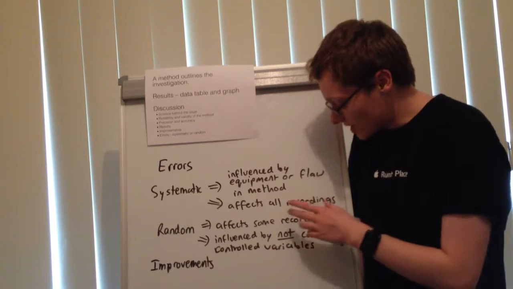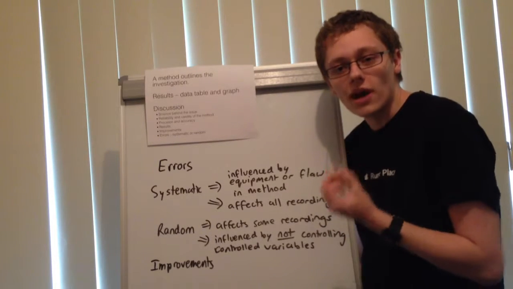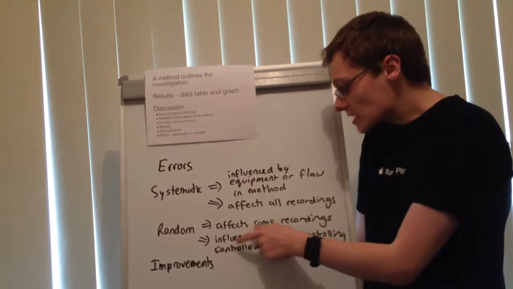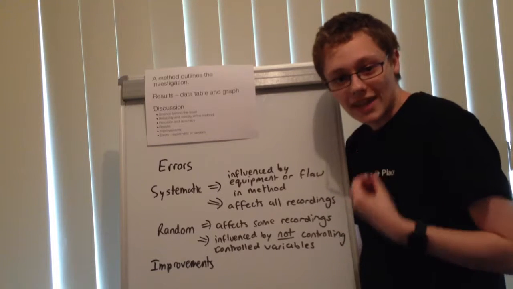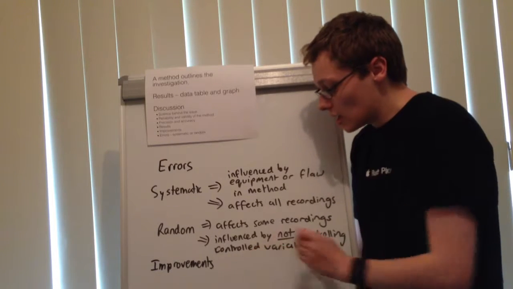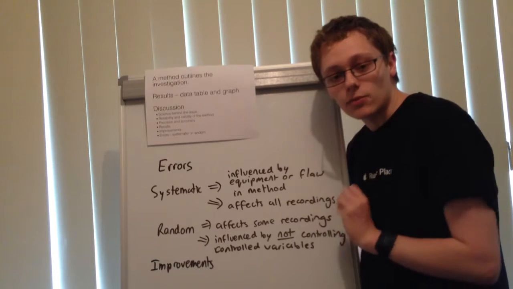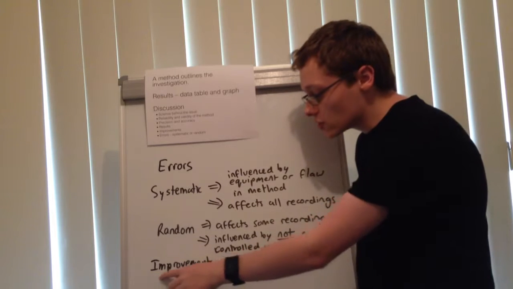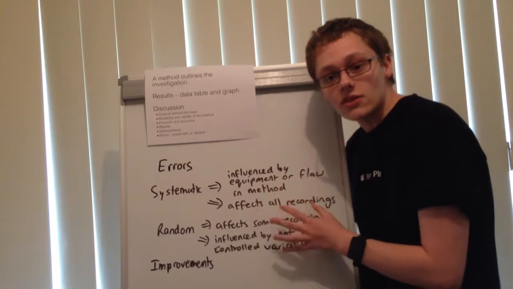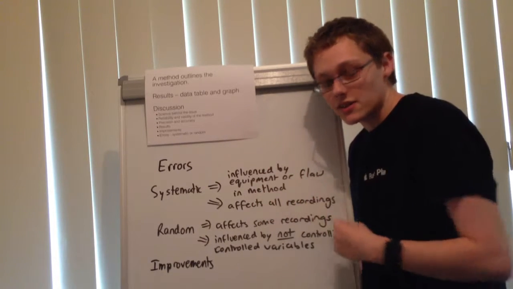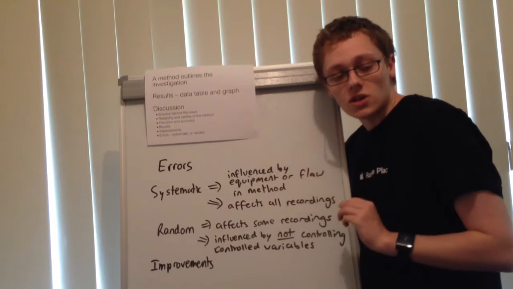Random errors affect some recordings. They don't affect all recordings in the same way or by the same magnitude, but they are influenced by not controlling variables that should be controlled for a fair test in scientific inquiry. Generally, to reduce these, we control variables and we check the calibration of our equipment. However, after doing the experiment, you may come up with a few improvements to reduce the effects of these errors or to eliminate some of these errors. And you can always suggest improvements to the methodology in the practical report.